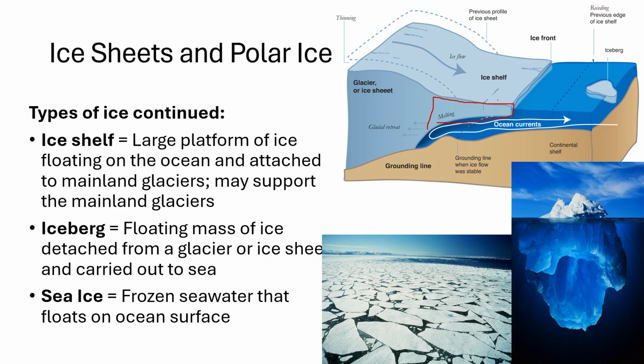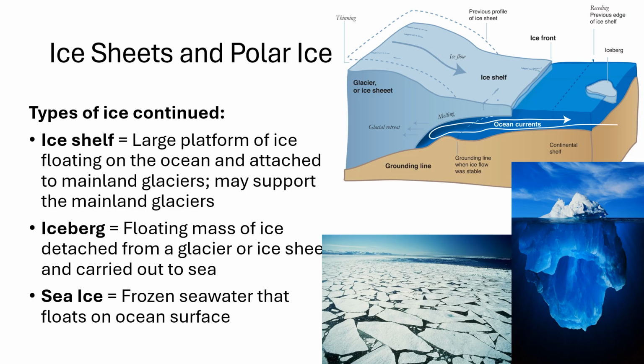Okay. An iceberg is a floating mass of ice. So you guys are probably all familiar with icebergs, but they are floating masses of ice. Many of them are breaking off of ice sheets, ice shelves, or glaciers, and they're floating and being carried out to sea. And then sea ice.